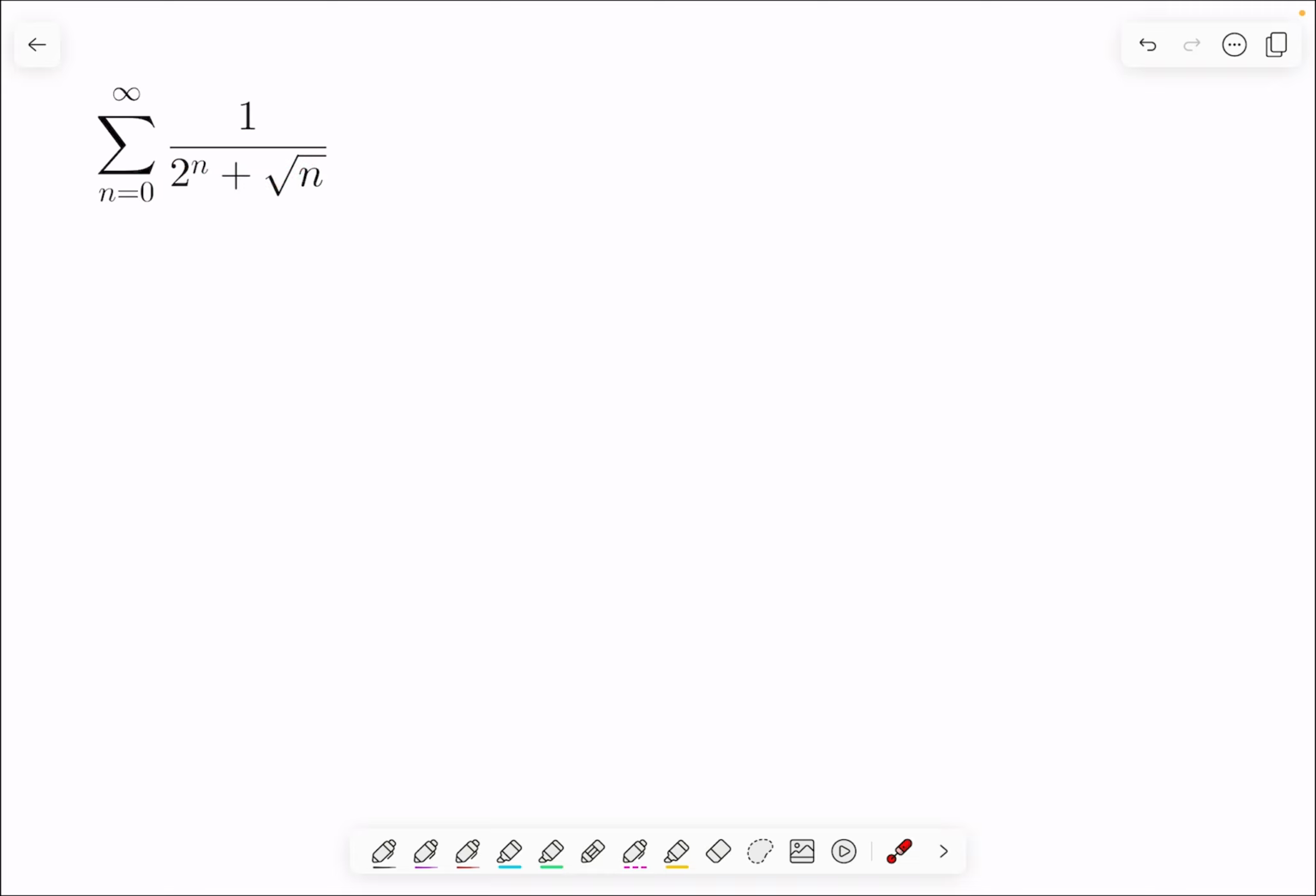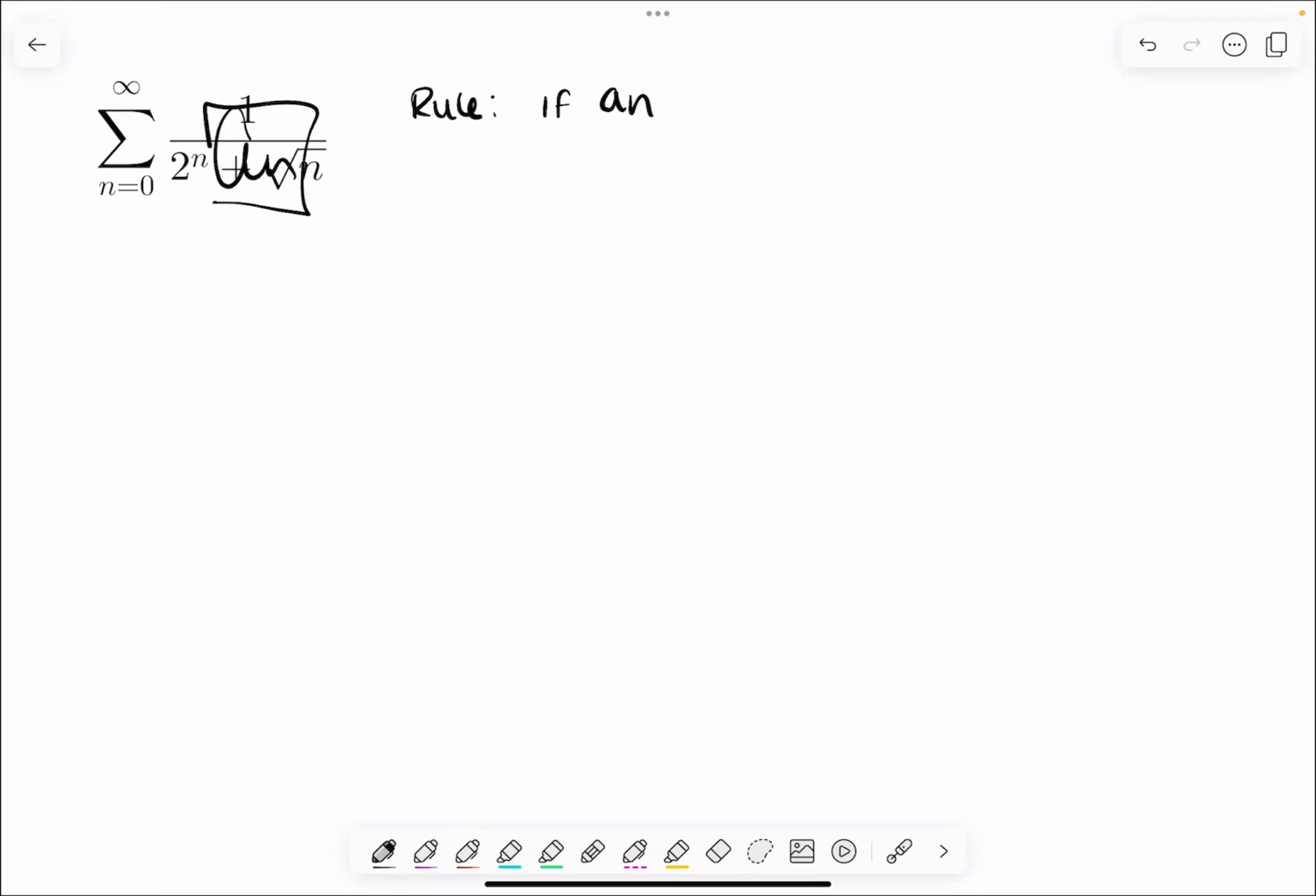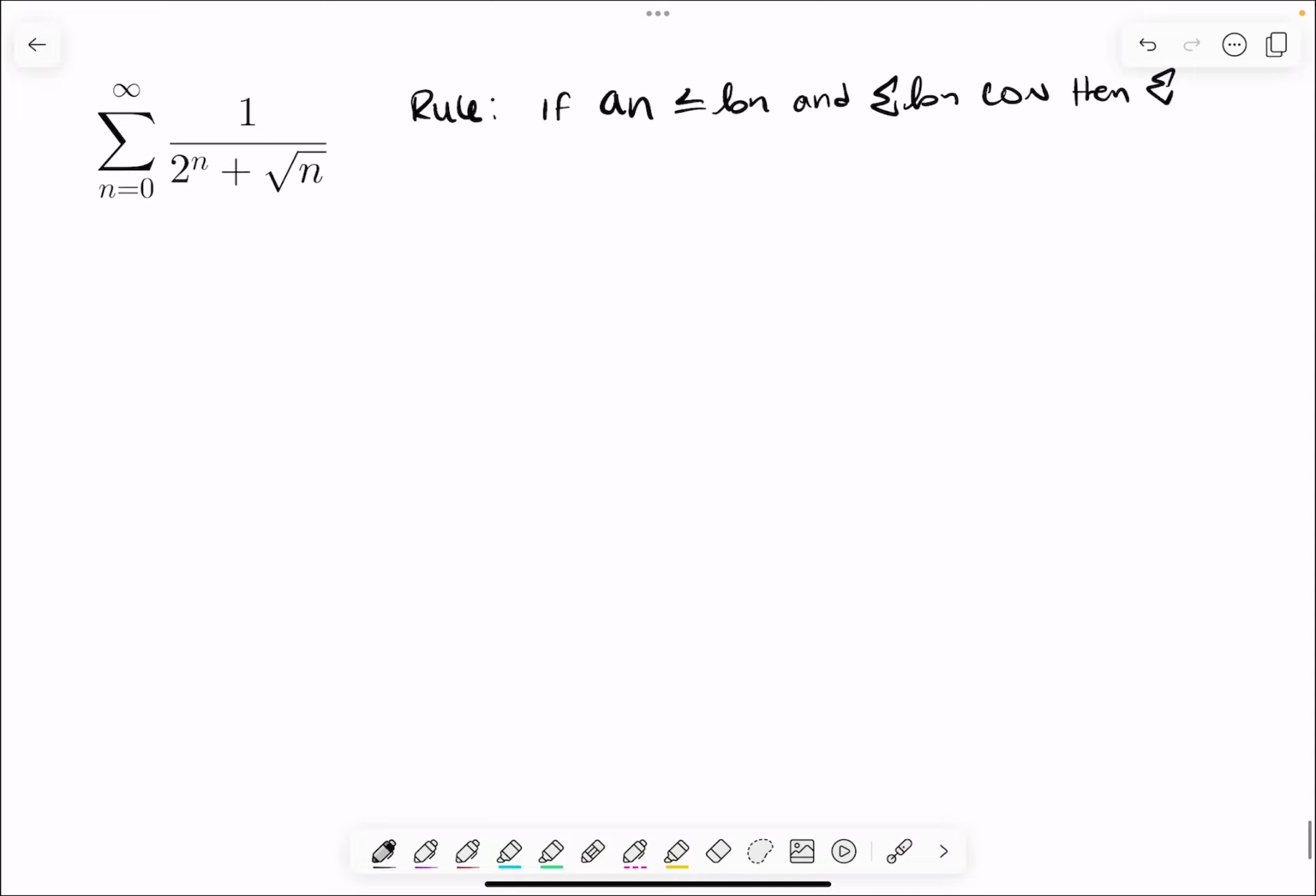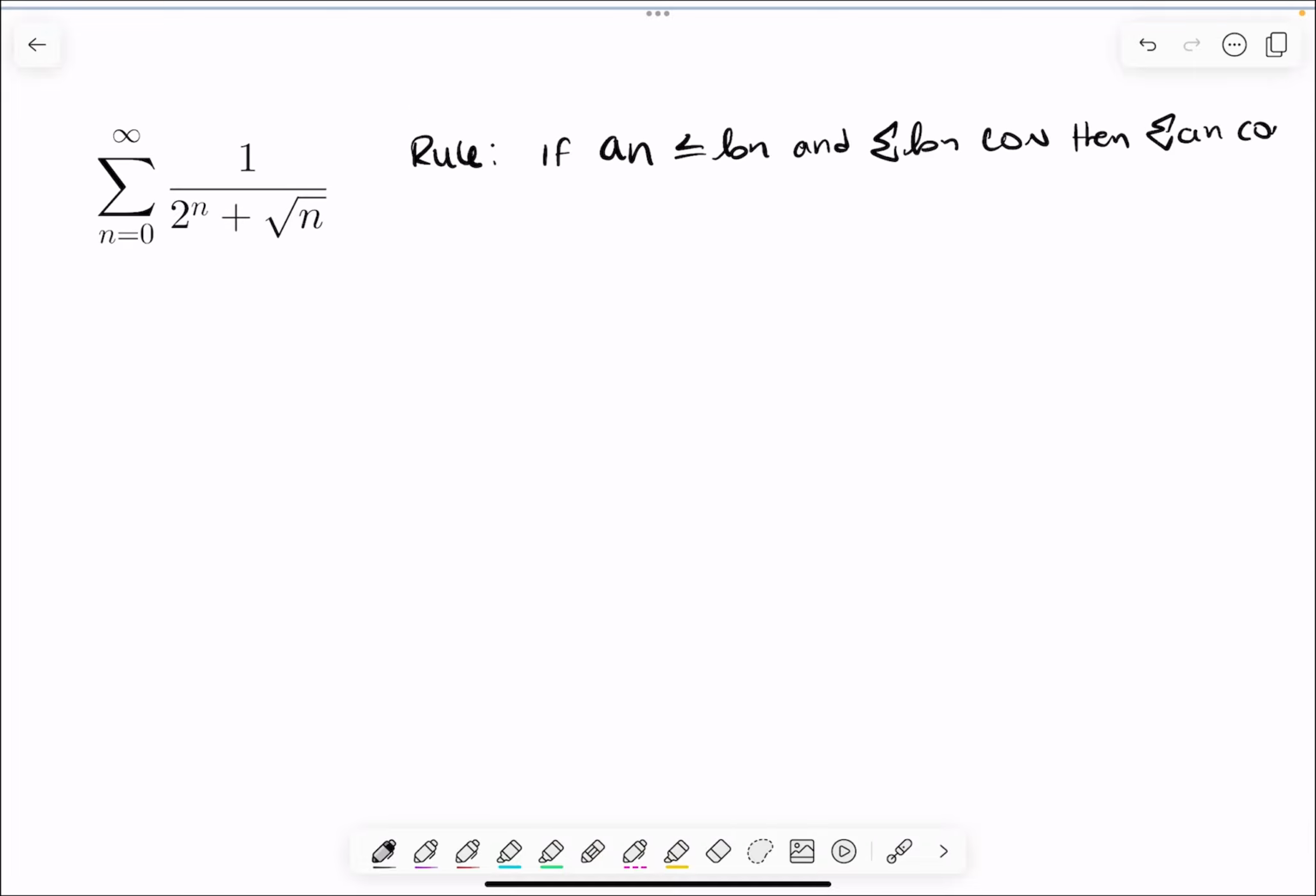That means that I'm able to find a b of n, a sequence that I can compare to. So I would want to do a comparison test. And I personally always try direct comparison test first. So what is the rule? Well, if your given sequence, a of n, is less than or equal to b of n, and the series b of n converges, then your series a of n will also converge.